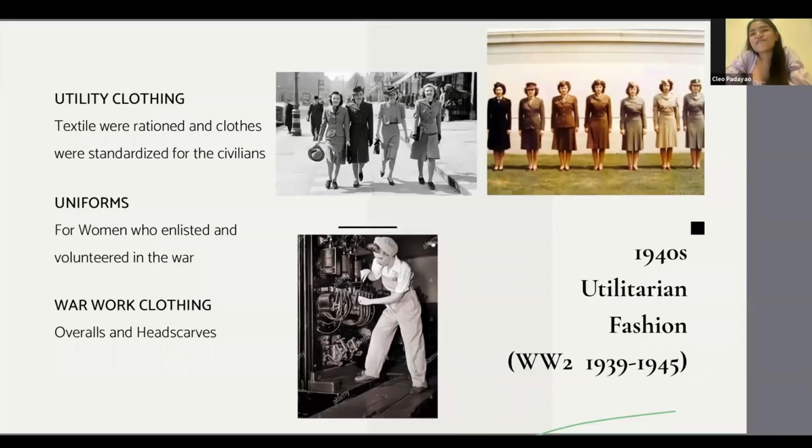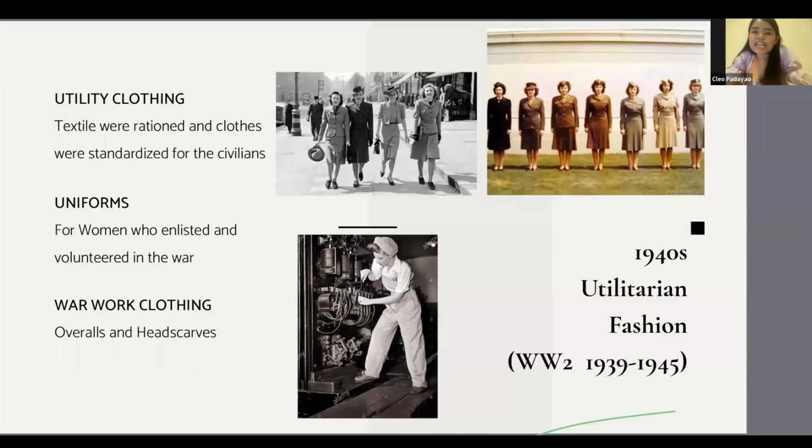So welcome to the 40s, the time of the utilitarian fashion, because this was the time of the Second World War that was from 1913 to 1945. So everyone was encouraged to participate in the war effort. So women can do three things. They can be civilians.